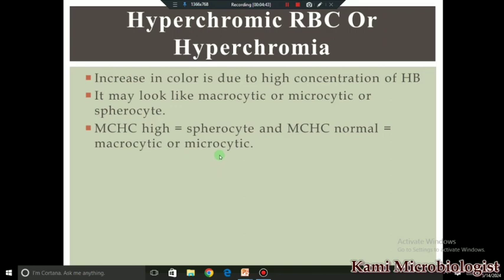So this is a really important point. If you see in the RBC report that the MCHC value is high, then in the field you will also see spherocytes, and if you see that the MCH value is normal, then in the microscopic field you will see macrocytic or microcytic RBCs. This is really important. You have to know about this while examining the blood smear.